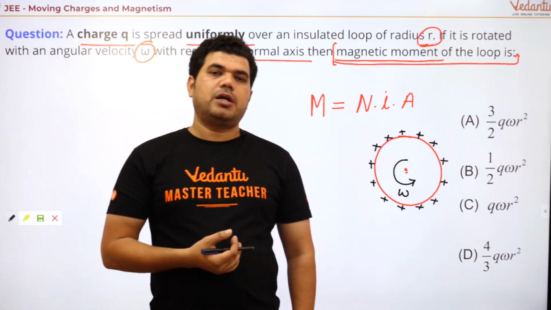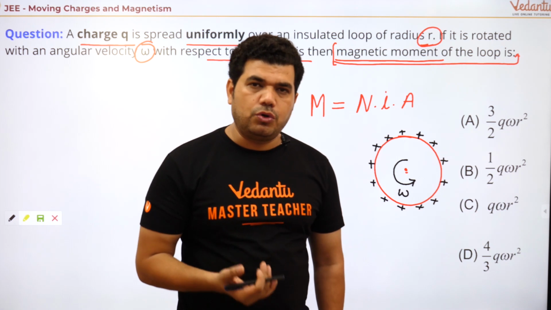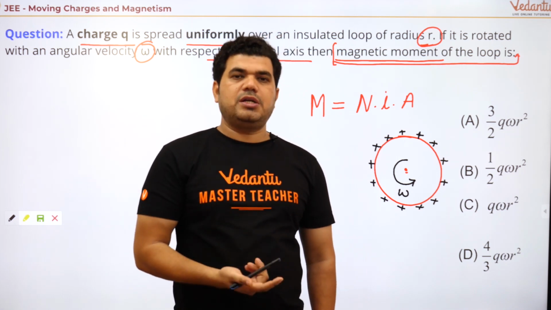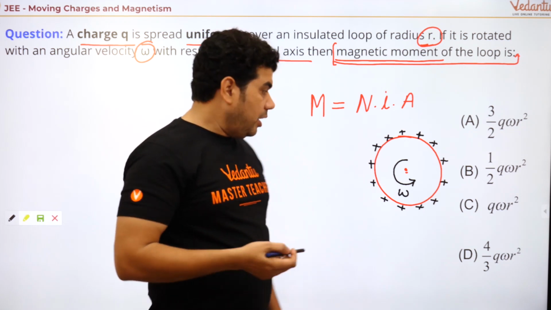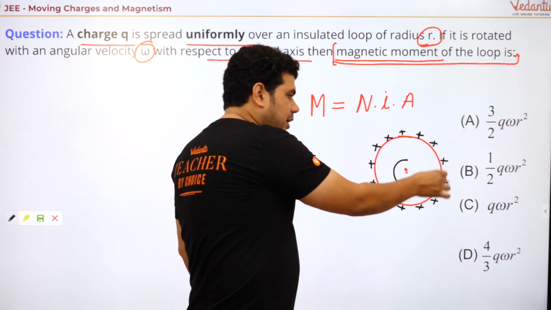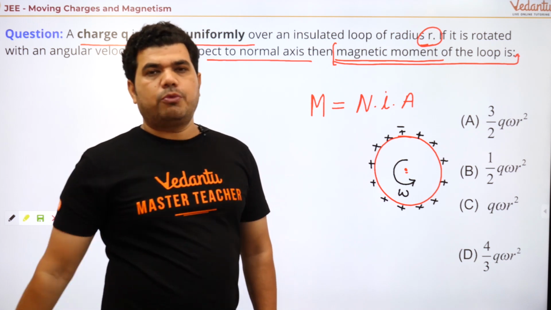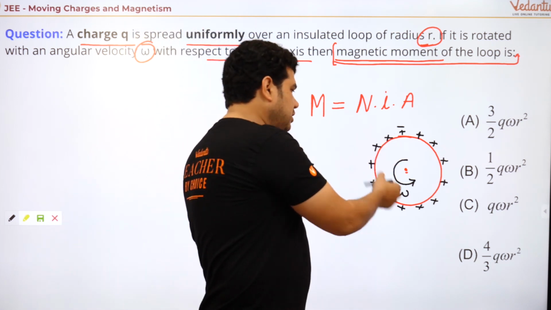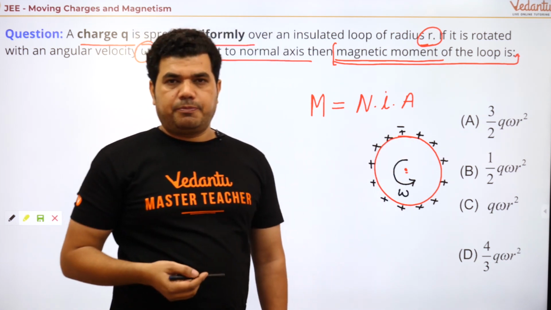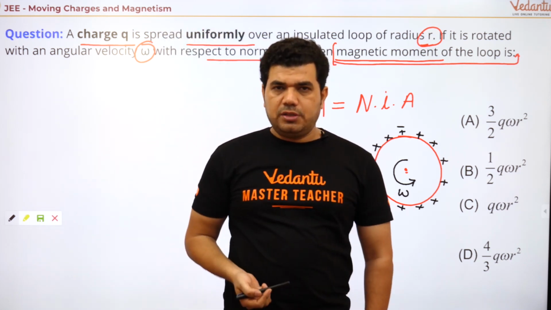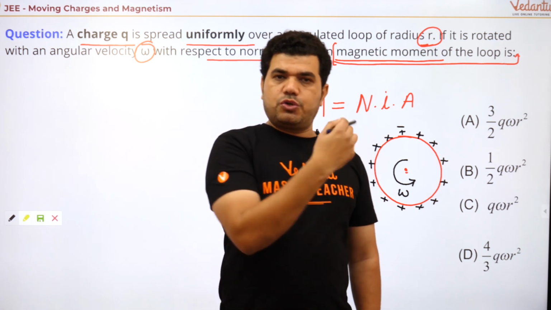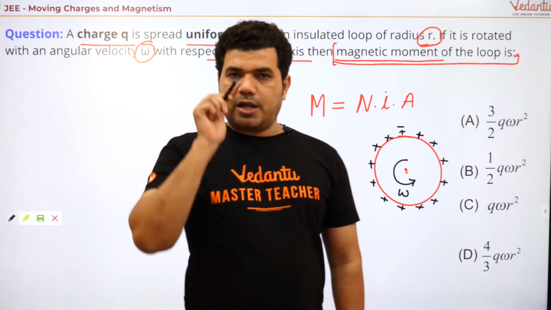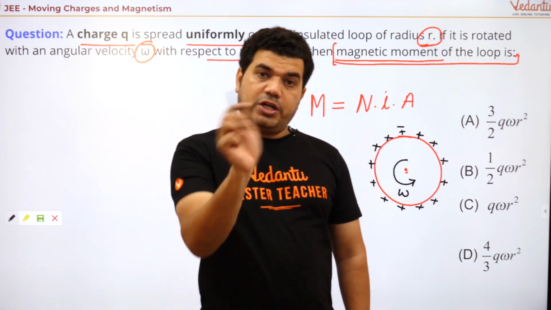And what is the current? Current is rate of flow of charge. Flow of charge is the current, na? Yes. Rate of flow of charge is current. If this ring is rotating with angular velocity omega, it means that charge present over here is also revolving. So that is the flow of charge. And if there is flow of charge, that means current is there. If current is there, it will behave like a current carrying coil. But what is the current?